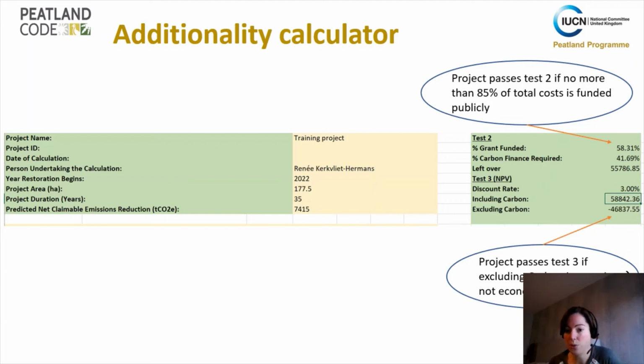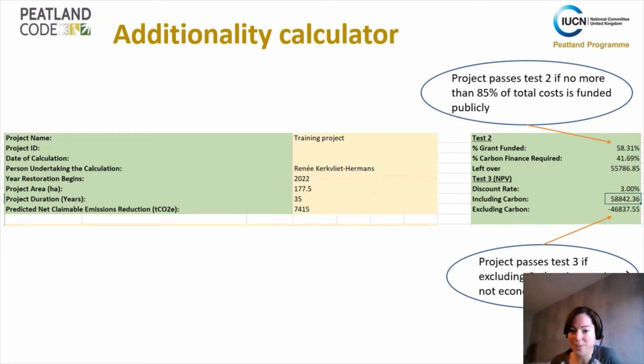What the additionality calculator does for you, after you've filled in everything, is check your test 2 and your test 3 of the additionality tests. Your project passes test 2 if no more than 85% of the total cost is funded publicly. You can see for this project the grant funding is just over 58%, and the carbon finance that's required is almost 42%. So they've passed test 2. And test 3 is that your project is not economically viable without your carbon finance. For that, you need to show that, excluding your carbon, you've got a negative number there. So they've also passed that one.